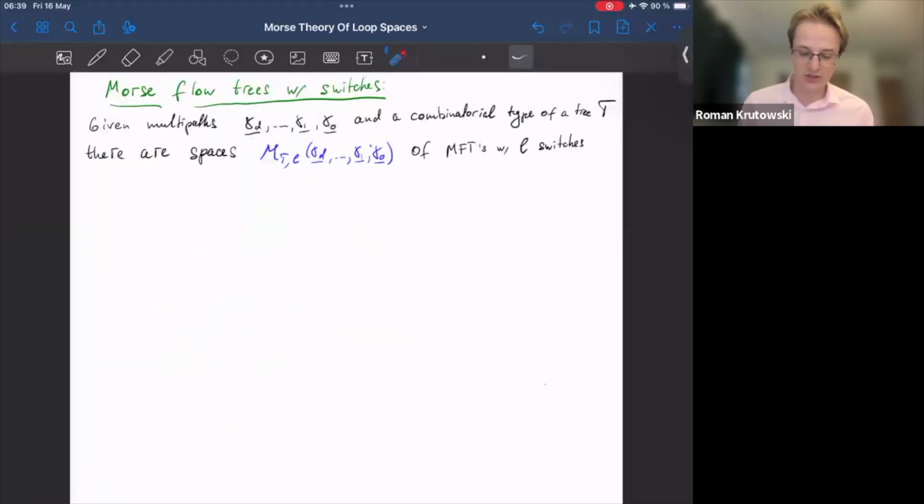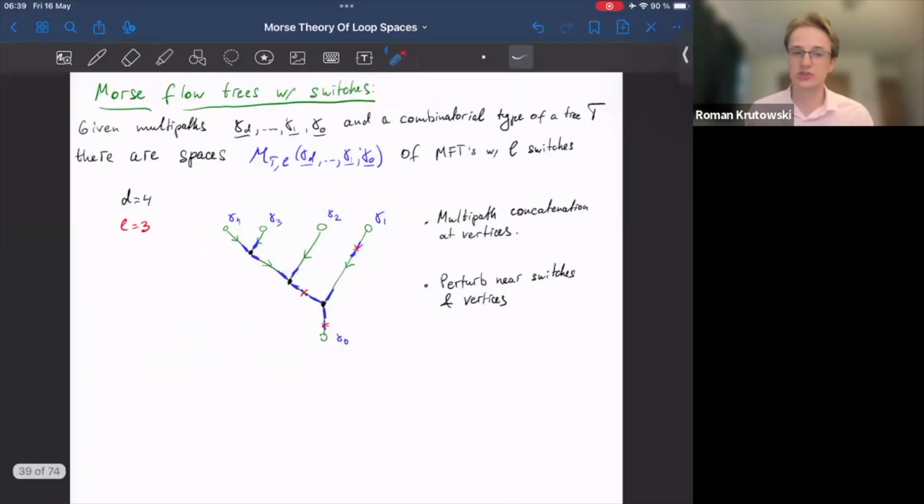More generally, one can define Morse flow trees with switches. So if you start with now d plus 1 tuples of such paths, you may just mimic what we saw before, but now plug in switches everywhere on the tree, and now these switches can travel around the whole tree, and you need to count Morse flow trees with switches.